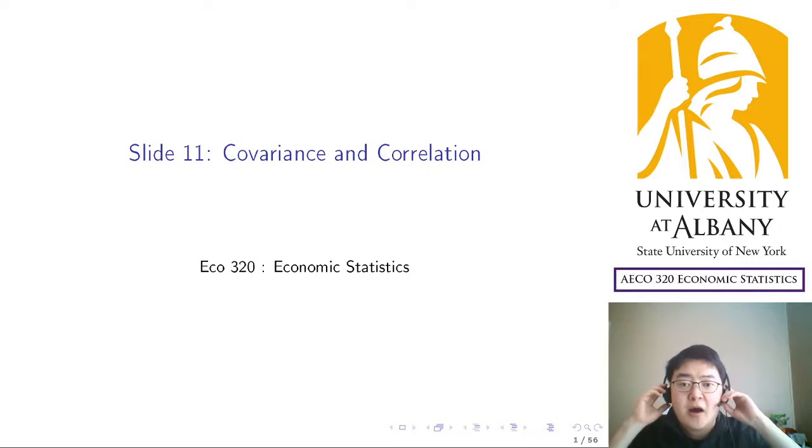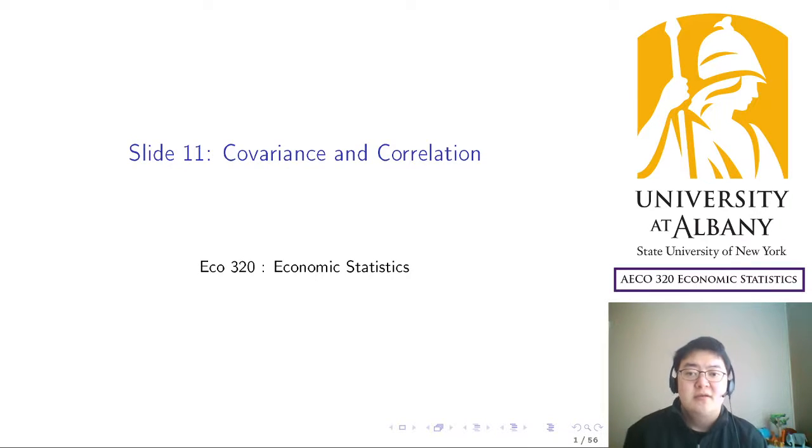Hello guys. Today we are going to start Chapter 11. The title of Chapter 11 is Covariance and Correlation. And maybe you have a feeling for what we are going to do.